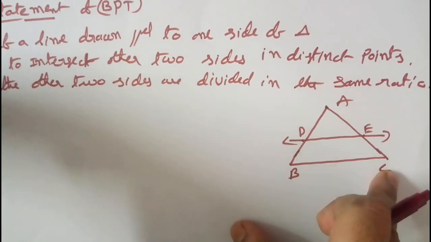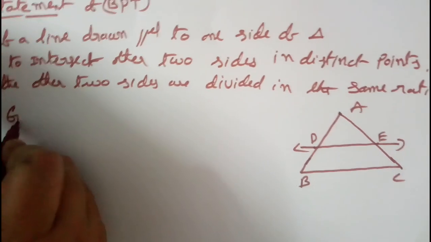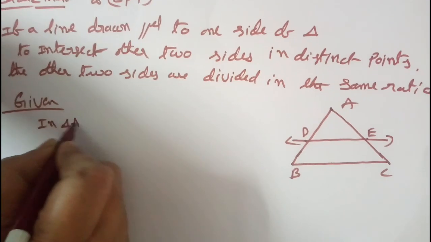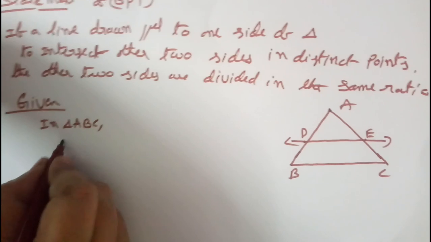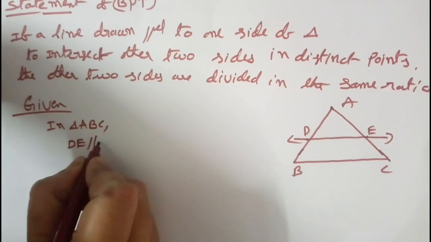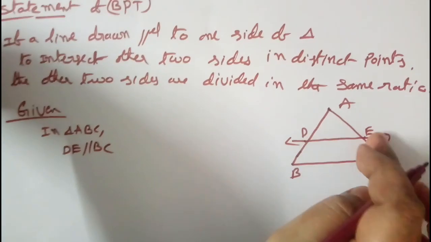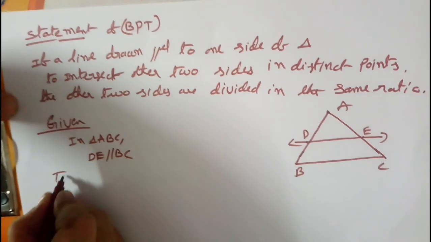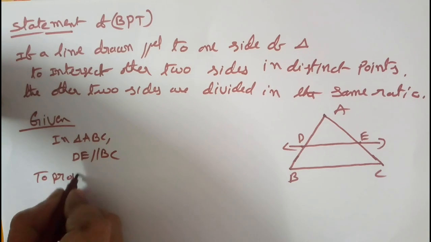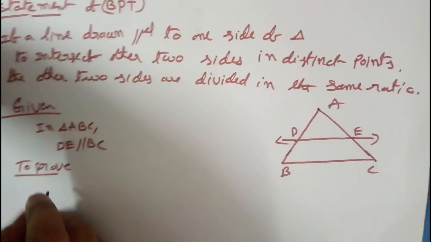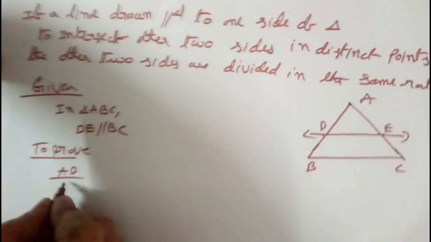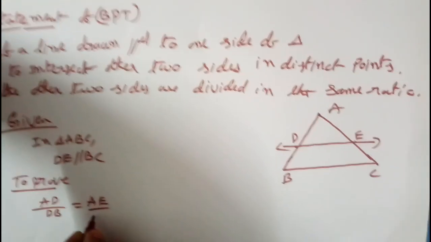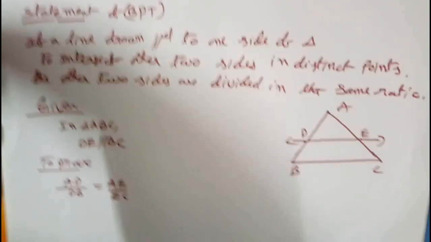You have to prove. So what is given here? In triangle ABC, DE parallel to BC, a line drawn parallel to one side of the triangle. What is to prove? AD by DB is equal to AE by EC.